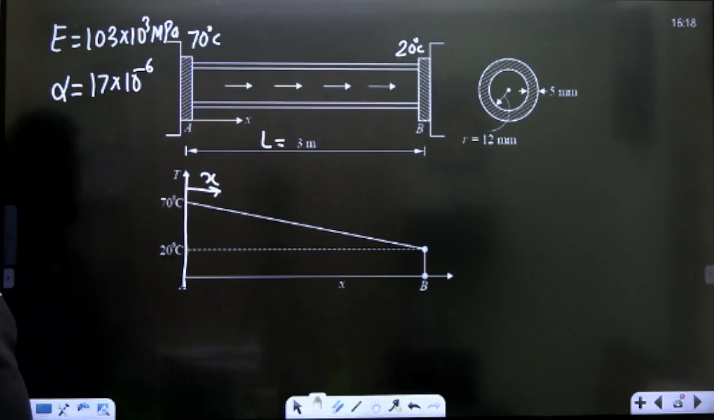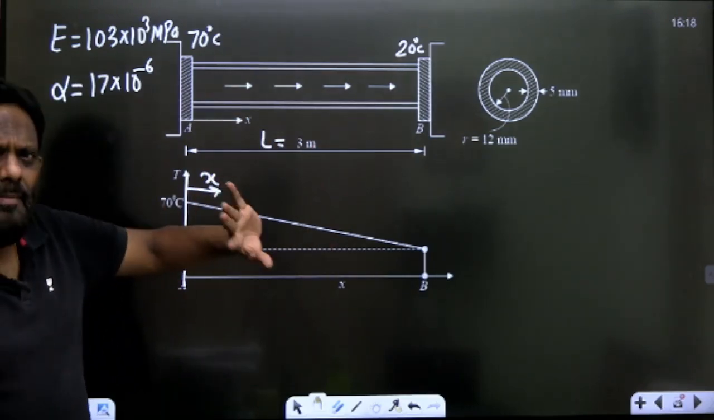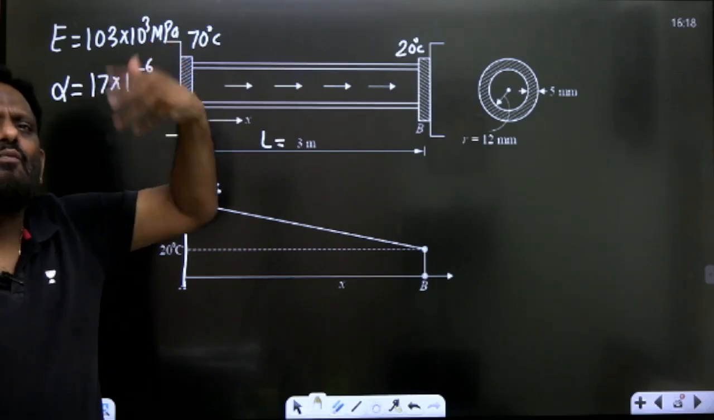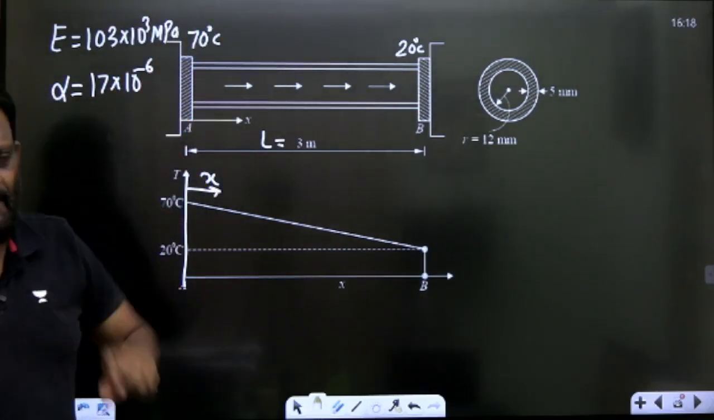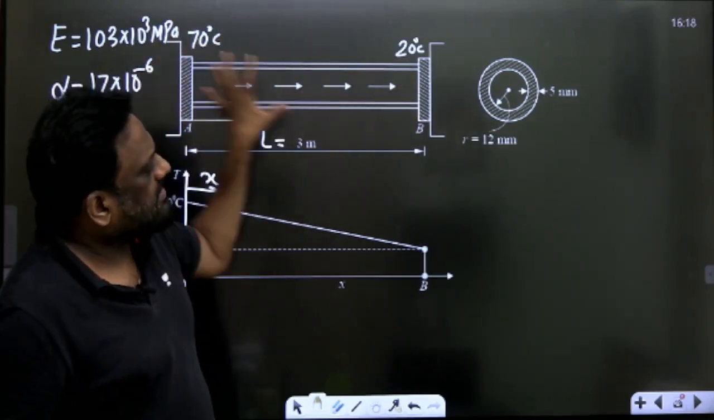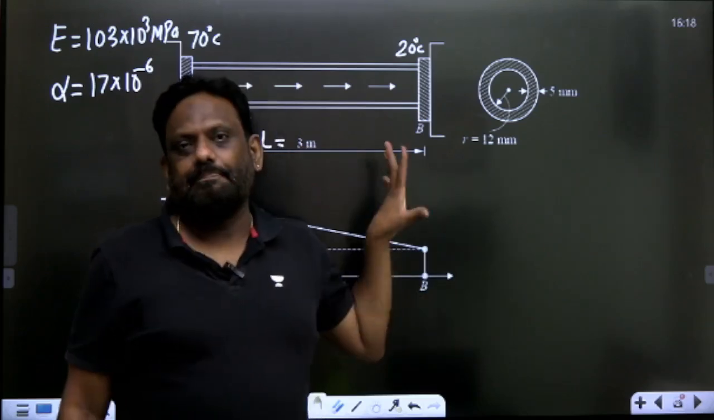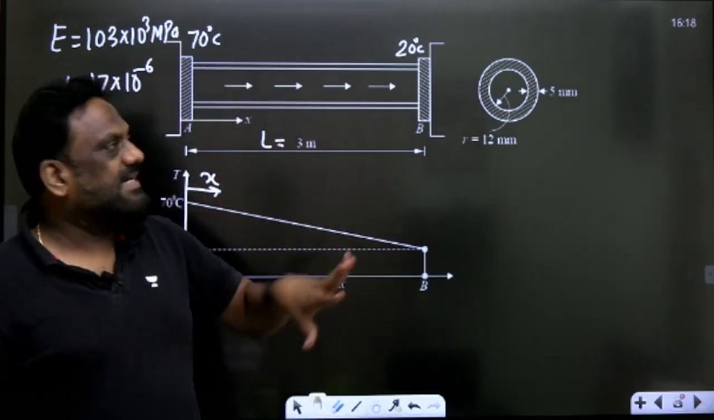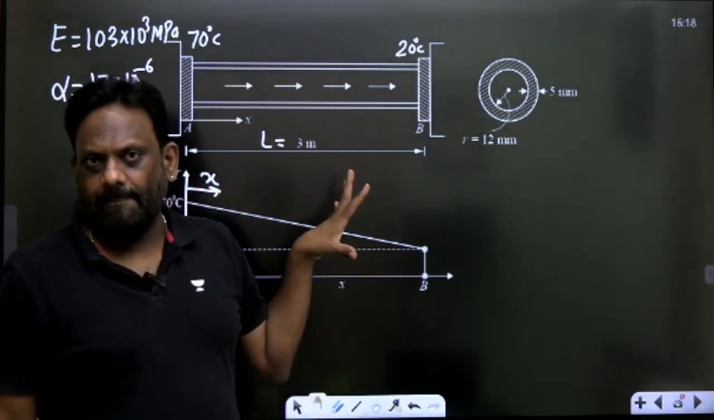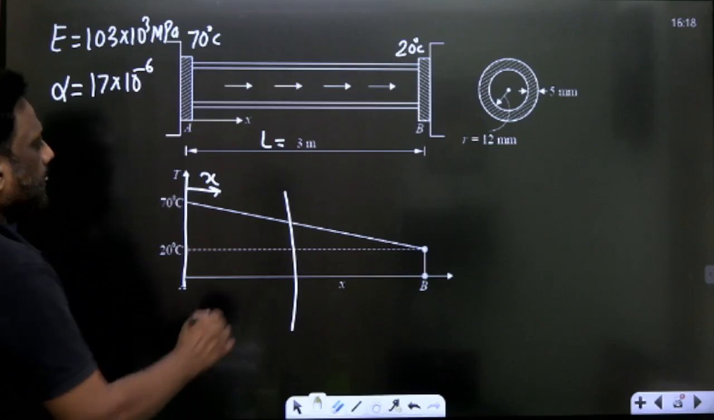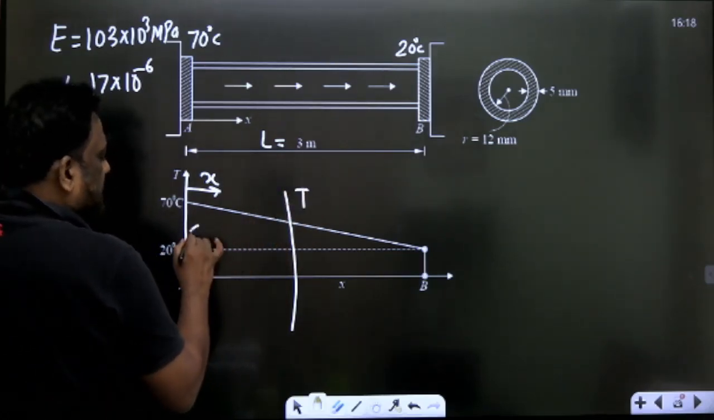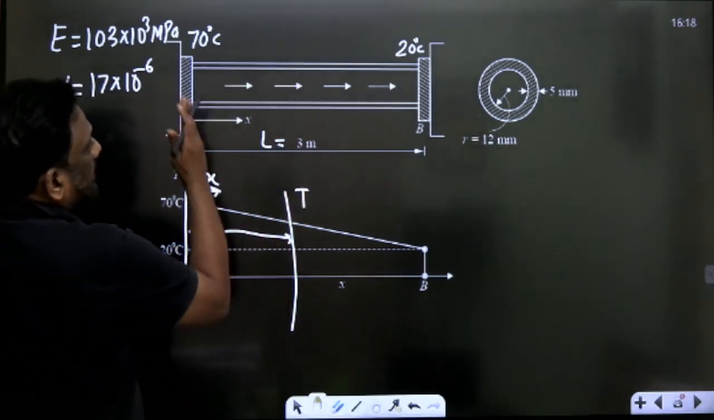Let me construct the equation first for the temperature profile. After that, delta T: because initially it was at 20 degree centigrade, subtract it and you will get delta T. Initially the complete system was at 20 degree centigrade. Now let us find out the temperature at any distance x from the left end.